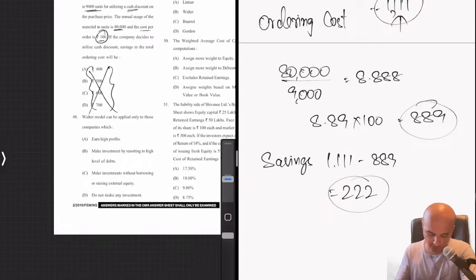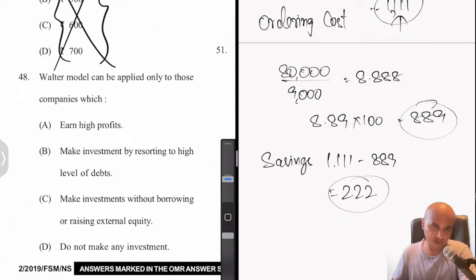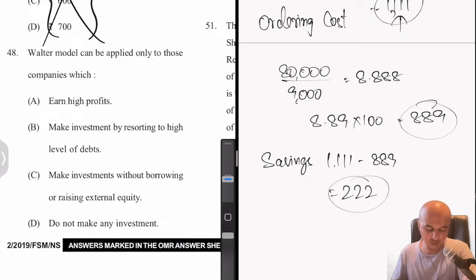Okay, moving on. Theory question based on the Walter's model. Walter model can be applied only to those companies which earn high profits, make investment by resorting to high level of debts, make investments without borrowing or raising external equity, or do not make any investments.